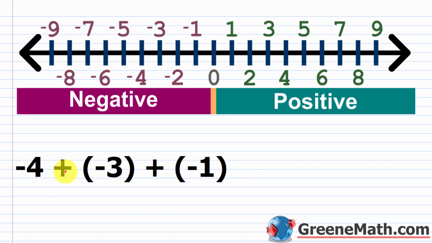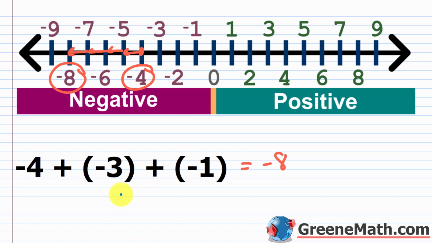Okay, let's just do one more with the number line and then we'll move off of it. So we have negative 4 plus negative 3 plus negative 1. So let's start at negative 4. And then we're adding negative 3. So I'm going to the left, 1, 2, 3 units. So that puts me at negative 7. And then I'm adding negative 1. So I'm going 1 more unit to the left. So I started at negative 4 and I end up at negative 8. So this is negative 8.